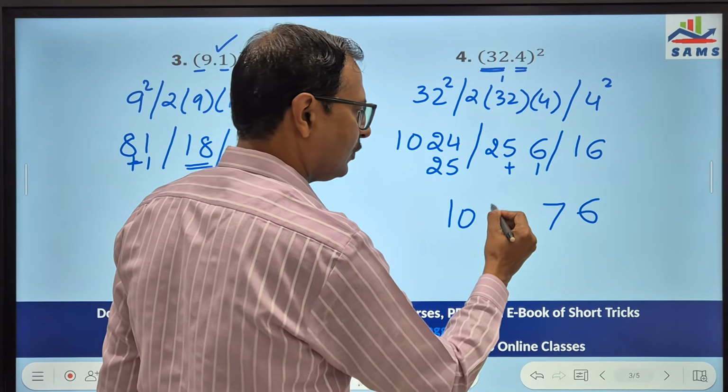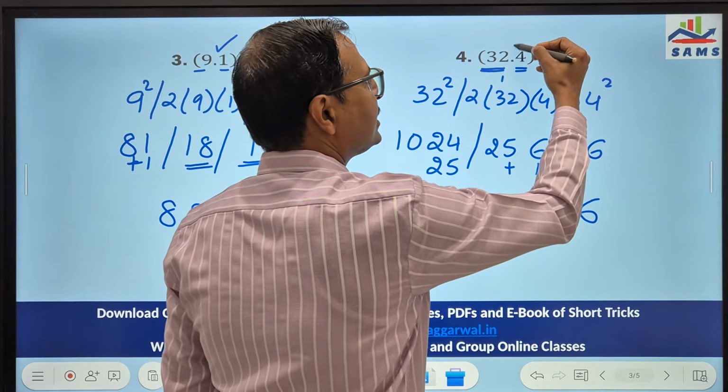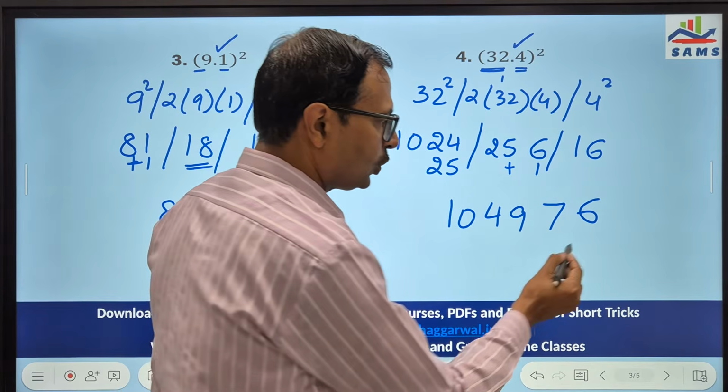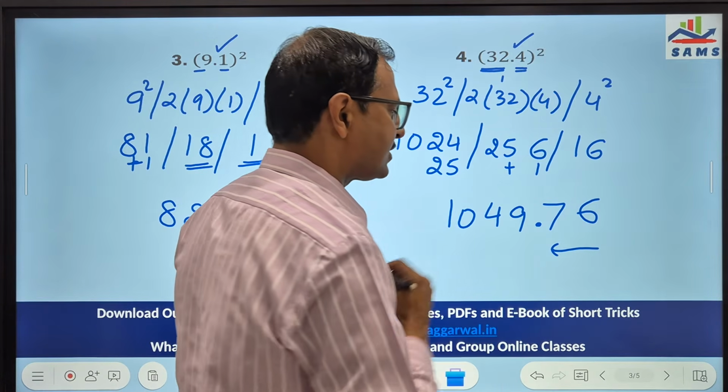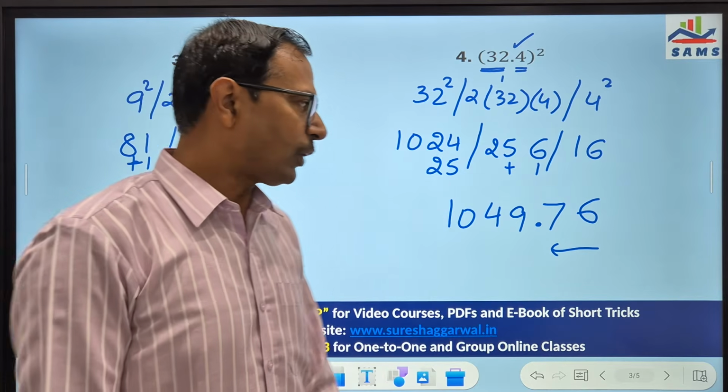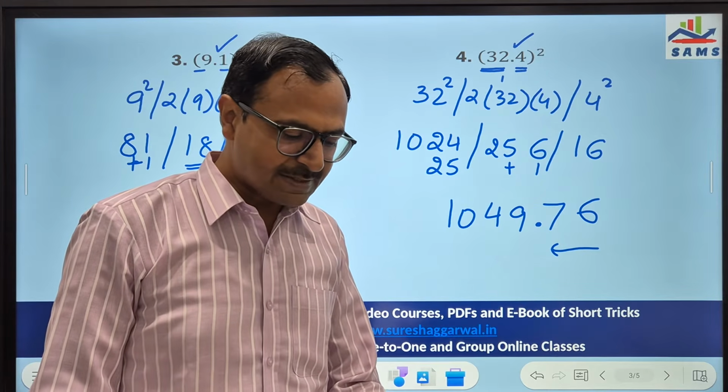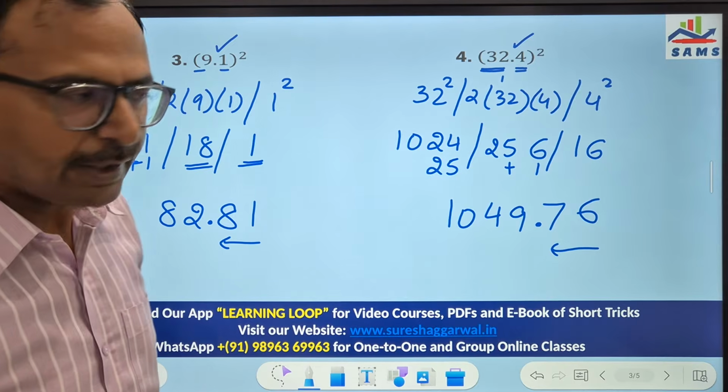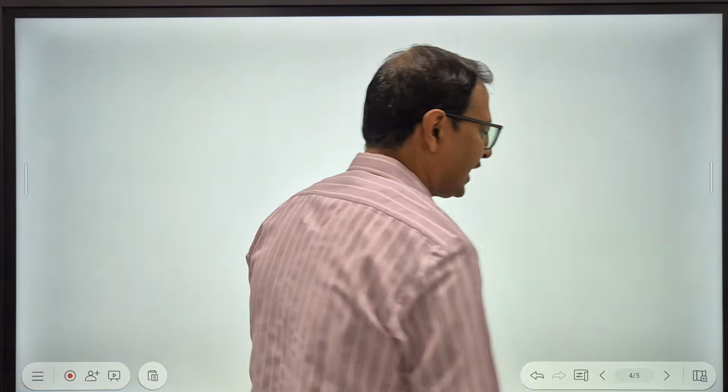So retain the 6, carry forward the 1, 257, 7, carry forward the 25, 1049. So 1049. One digit after the decimal in the number, two digits after the decimal in the answer. So answer is 1049.76. And likewise, you can go on and solve so many different types of questions.